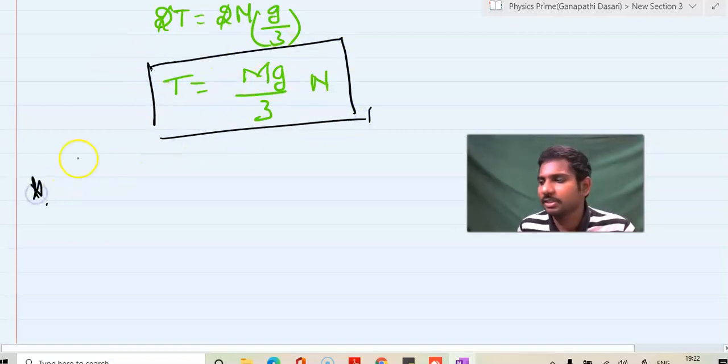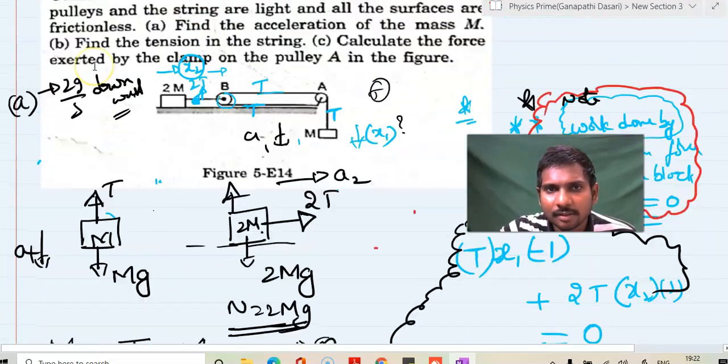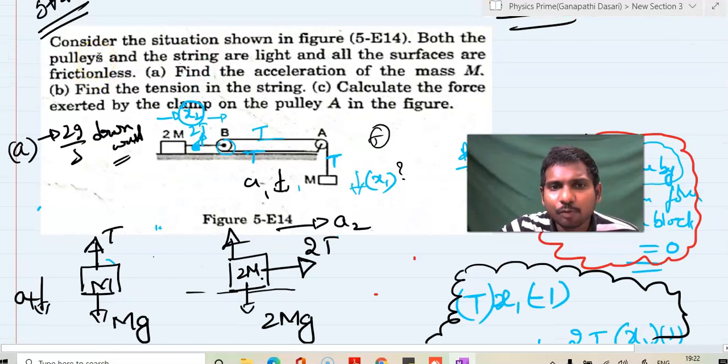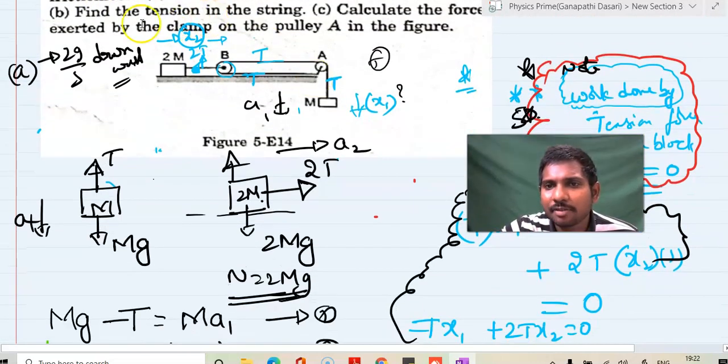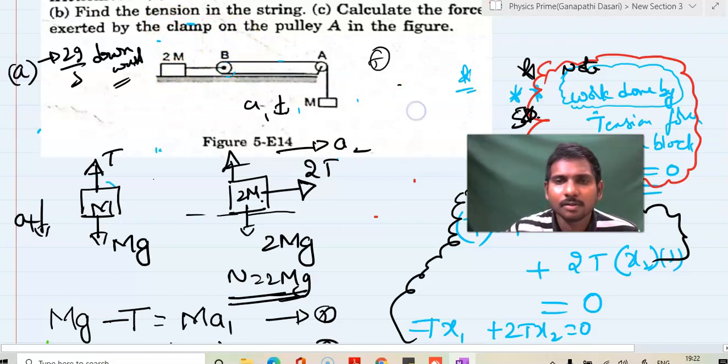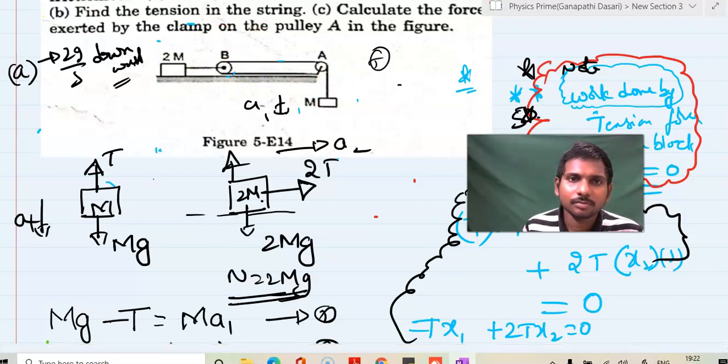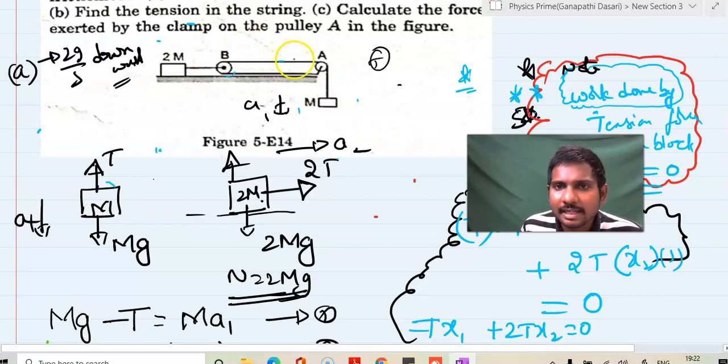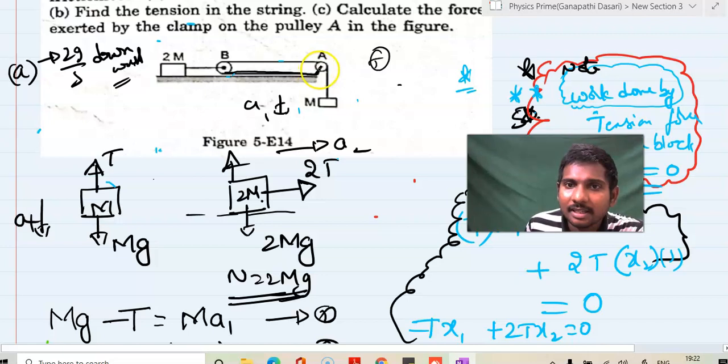The other important question here is to calculate the force exerted by the clamp on the pulley. So carefully see here. I am erasing these things. This string is connected to this rod clamp here, this rod. But the question asked is to calculate the force exerted by the clamp on the pulley, just on the pulley. Not the force exerted on the clamp, just the clamp on the pulley.